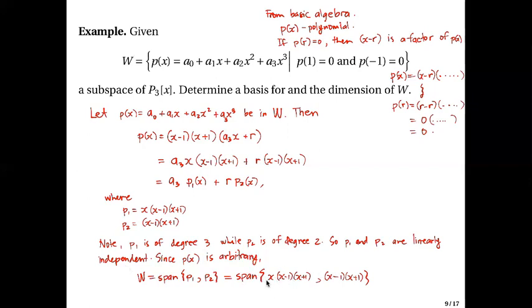So these two guys here form a basis. And since they form a basis, we now have the dimension. We now know the number of elements. So the dimension of W will be equal to 2. Okay? Questions?